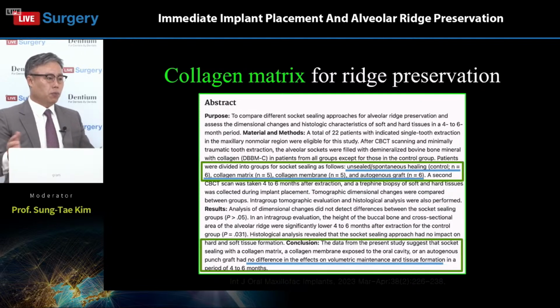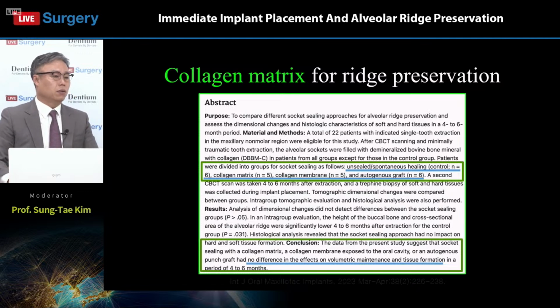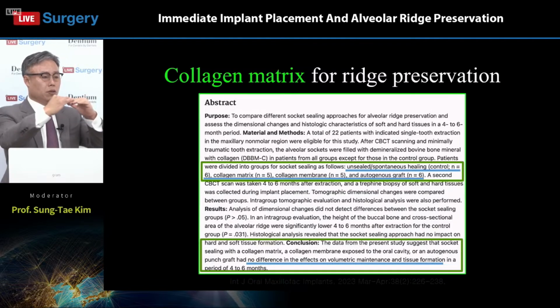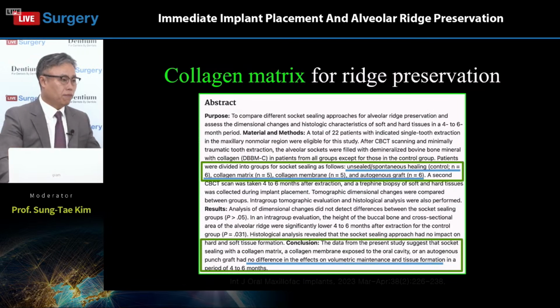The reason why my preference is collagen matrix is that collagen matrix has better manipulation, and in the literature, collagen matrix could enhance soft tissue healing. Soft tissue healing is really important because we have to cover the extraction socket as fast as possible to minimize particle dissipation, and it will make a better treatment outcome. Therefore, my preference is collagen matrix.